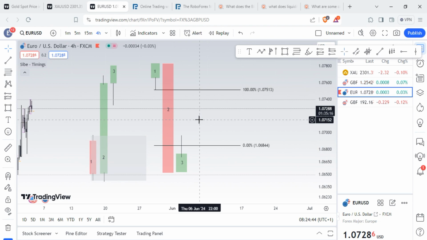The purpose of this particular video is just to show you what the IPA, which is the imbalance or the fair value gap, or FVG, looks like. It's not to show you how to use it and when to use it. This is just to show you how it looks.